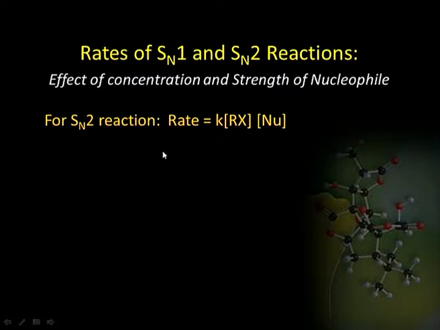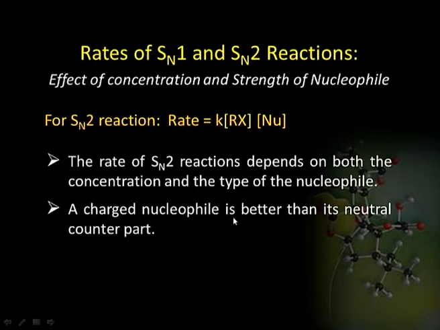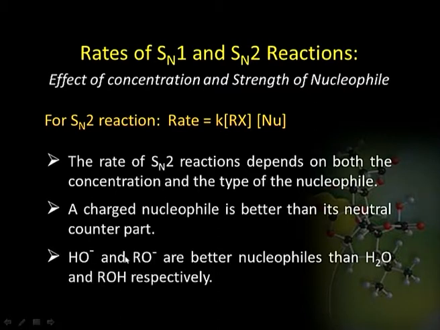The rates of SN1 and SN2 reactions are affected by the concentration and strength of the nucleophile, and the rate of the SN2 reaction is proportional to the concentration of the alkyl halide and the nucleophile. The rate of SN2 reactions depends on both the concentration and the type of the nucleophile. A charged nucleophile is better than its neutral counterpart. Thus, a hydroxide and an alkoxide ion are better nucleophiles than water and the alcohol respectively.